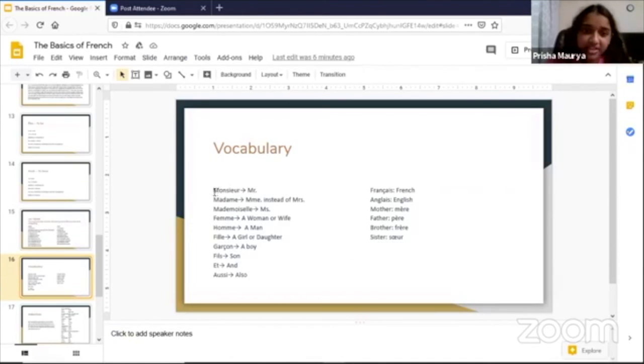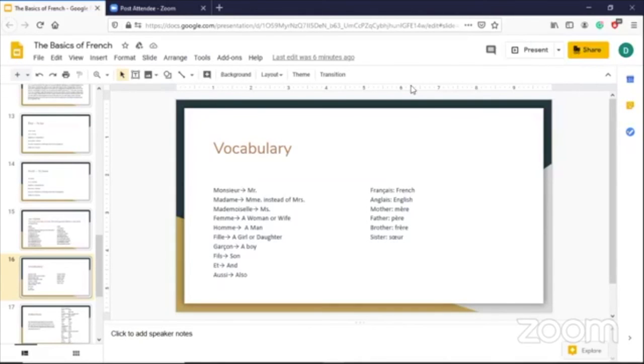Monsieur means Mr., because they use the first letter and the last letter over here. But since you can't use M as an initial, you have to use MME in French for Madame. Madame means when you're referring to a woman, when it's formal, and you can't say femme, you have to say Madame. When you're referring to a girl, you can just say Mademoiselle. Femme means woman or wife. Homme means a man. Fille means a girl. Garçon means a boy. And you can just figure this out.